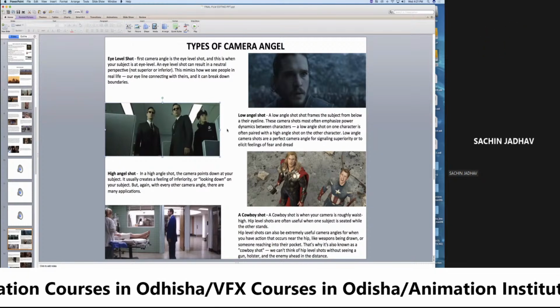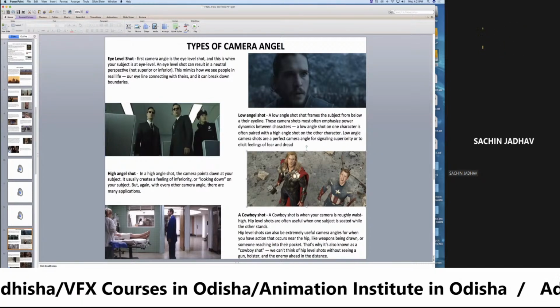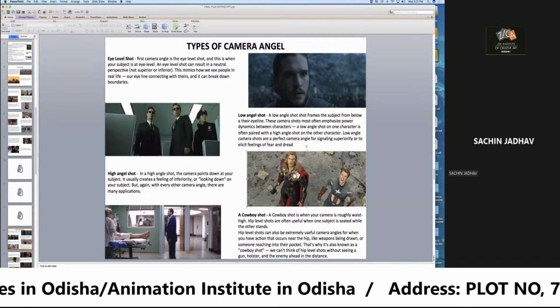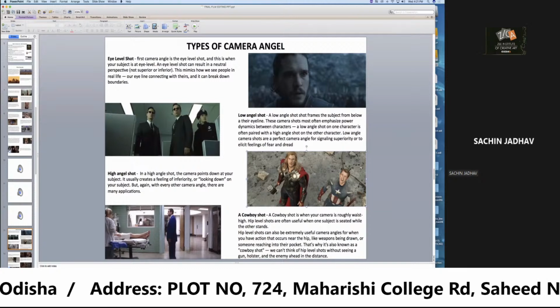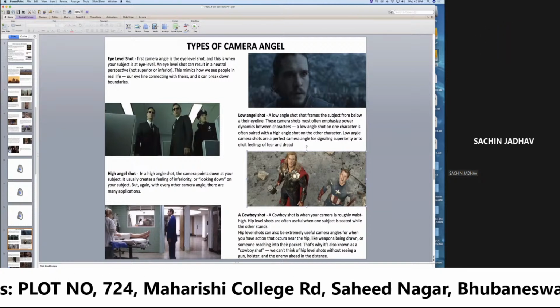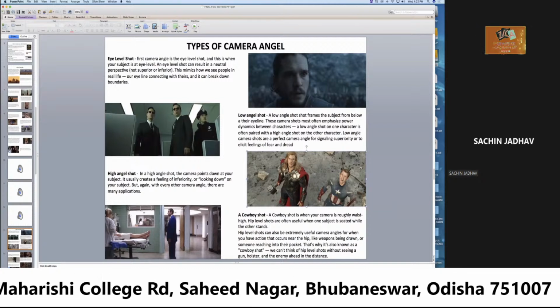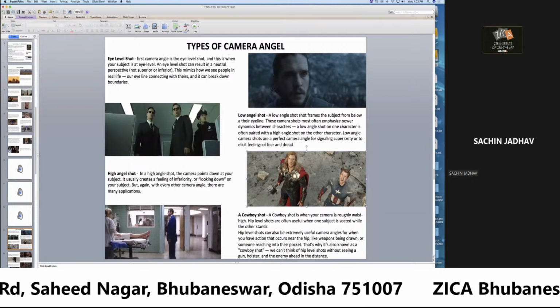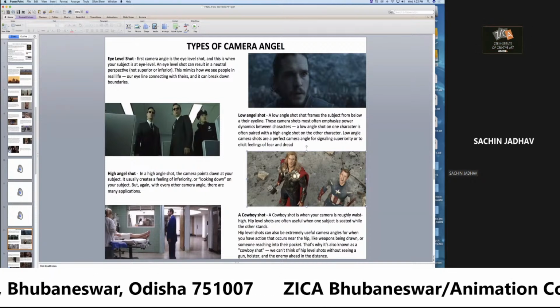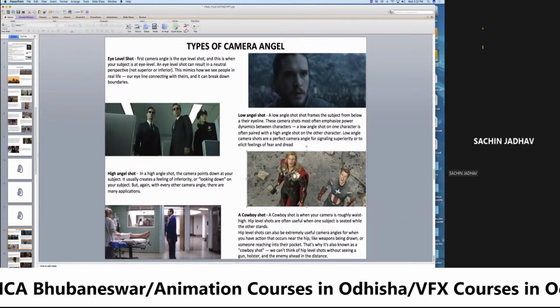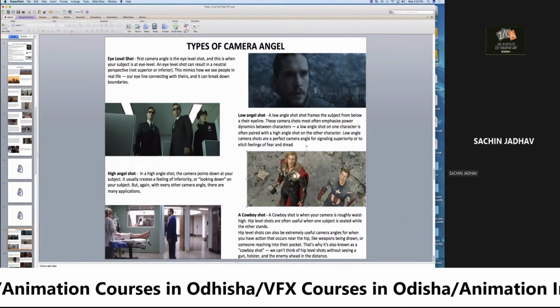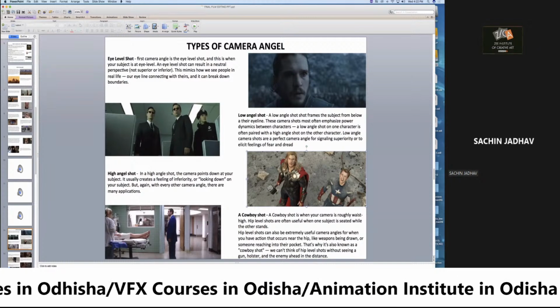So this is your low angle shot, and this is your high angle shot. With a high angle shot, the camera points down at your subject, which usually creates a feeling of inferiority or looking down on the subject, but again, as with every other camera angle, there are many applications.